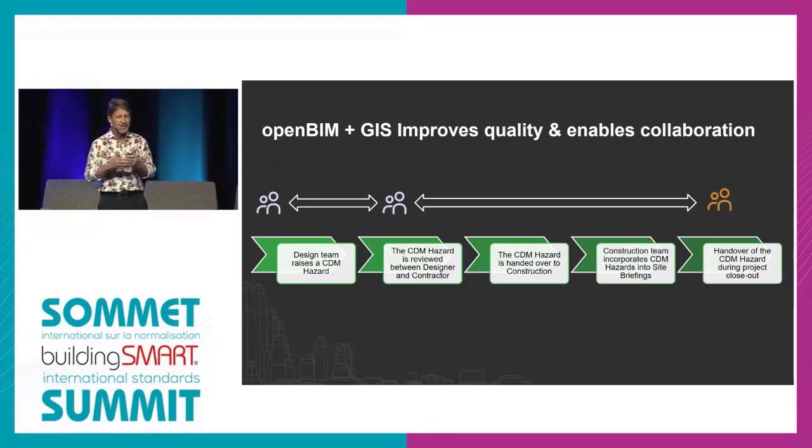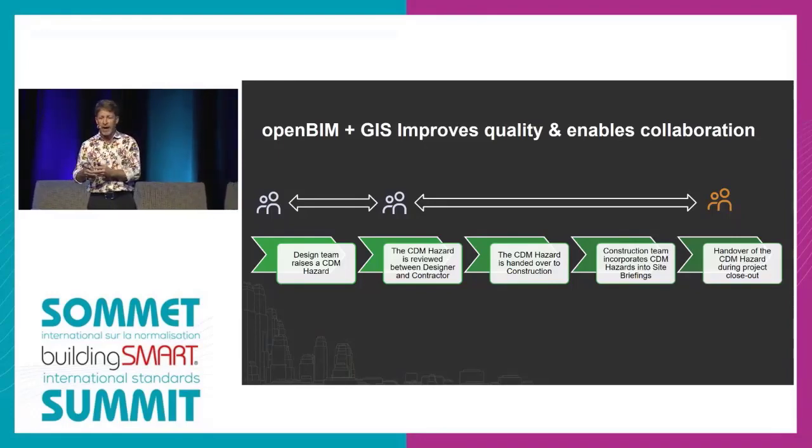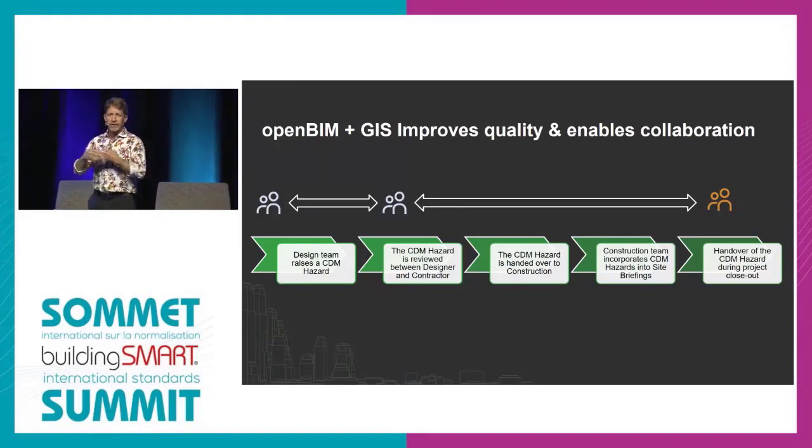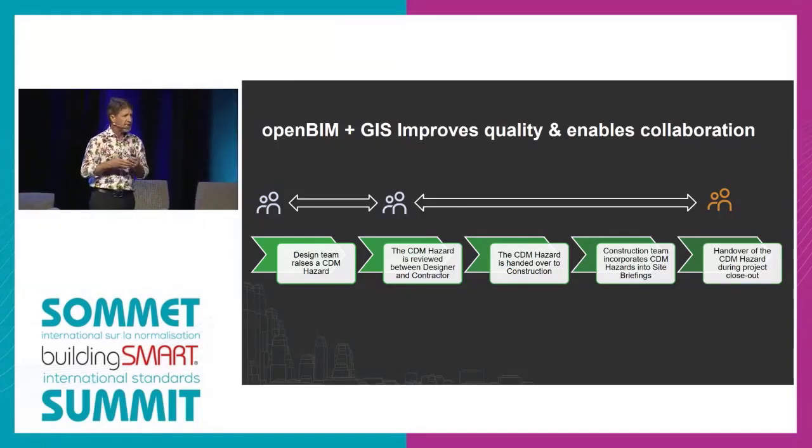So it starts out with the design team raising a CDM hazard in a GIS view. That hazard gets reviewed by the designers and the contractors. The construction team is then aware of it, so that as they start their process, they can then address the issue before they start construction.